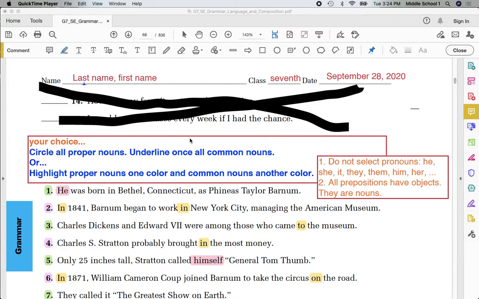Reminder number 2, all prepositions have objects. Those objects are nouns. Let's begin with number 2. Notice in yellow, I have in. 1841 is a noun. Why? Because it follows a preposition. New York City. That's a noun. Why? Because it follows a preposition.